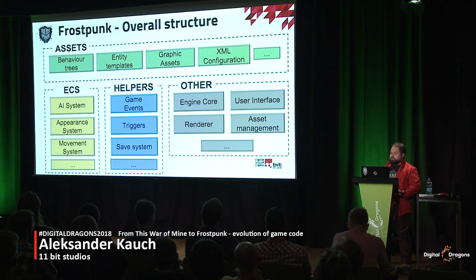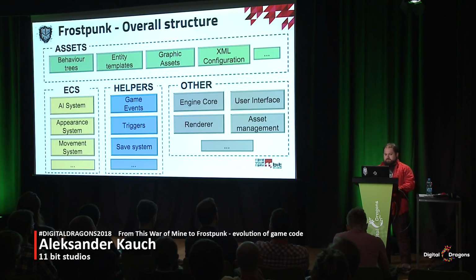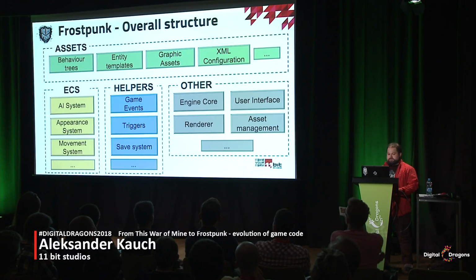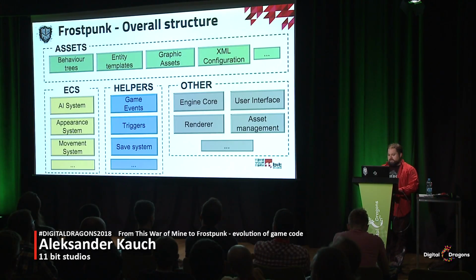By assets, I mean AI trees, entity templates, all the graphics assets, configuration, sounds, and so on, so not really parts of code. Then we have ECS, so Entity Component Systems. We had a lot of them. Naming the few on the screen: AI system, movement system, appearance system, and so on. Then we had some helper classes, which basically only consist of methods and functions that help the game. So save system, trigger handling, and so on. And of course, other parts which are not covered in the talk, so engine core, renderer, user interface, and so on.